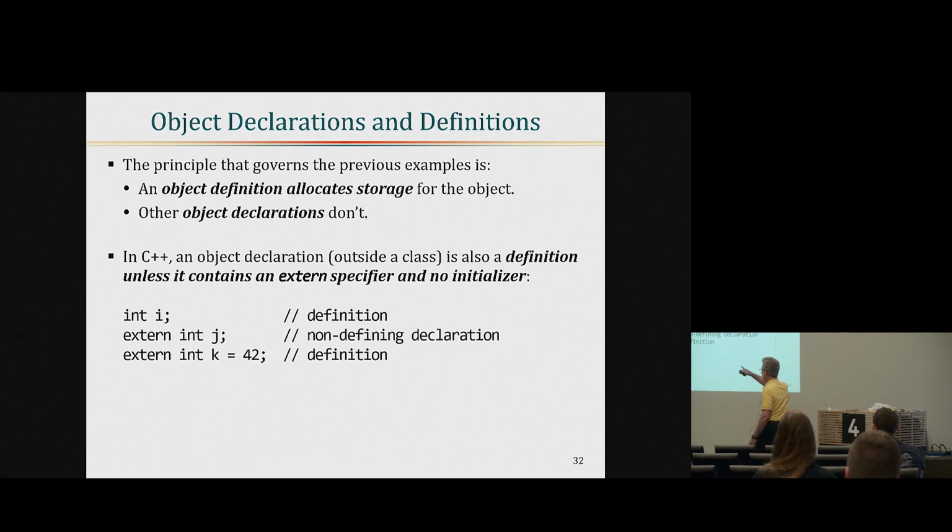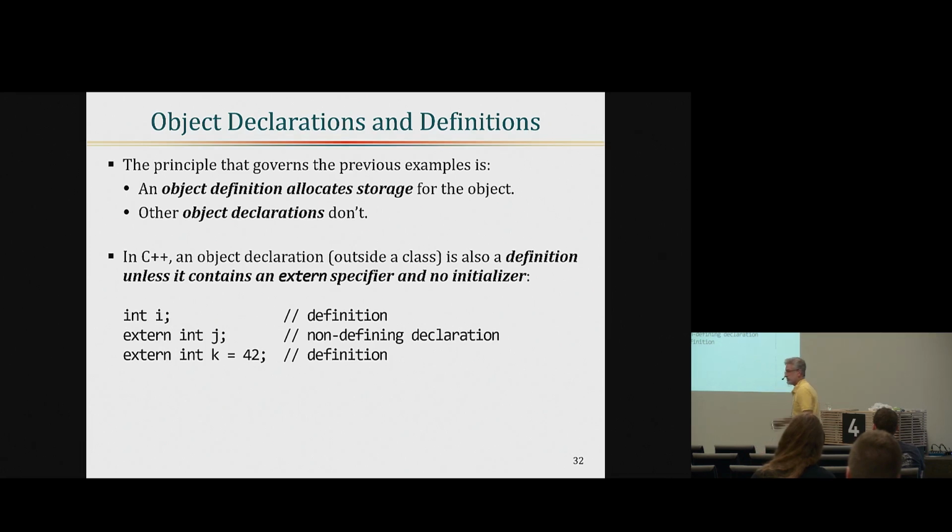The second one of these, extern int j, that's the way you write a declaration for an object in C++ to guarantee that it's just a declaration. And then the last one is a definition because although it has extern, it has an initializer, which says, hey, I can't put an initial value there unless I'm also allocating the storage.